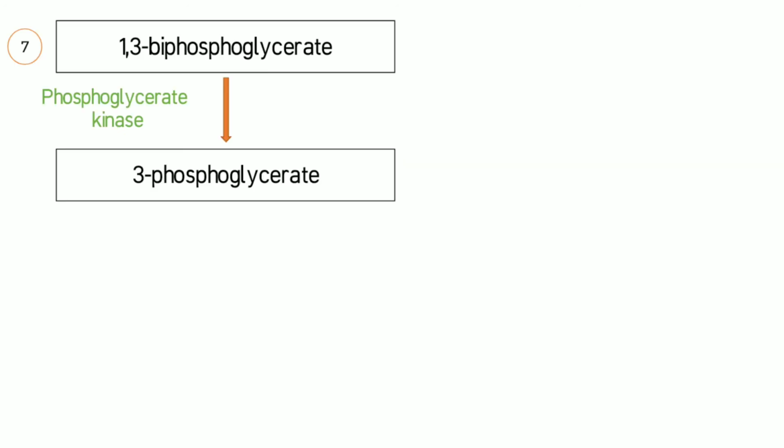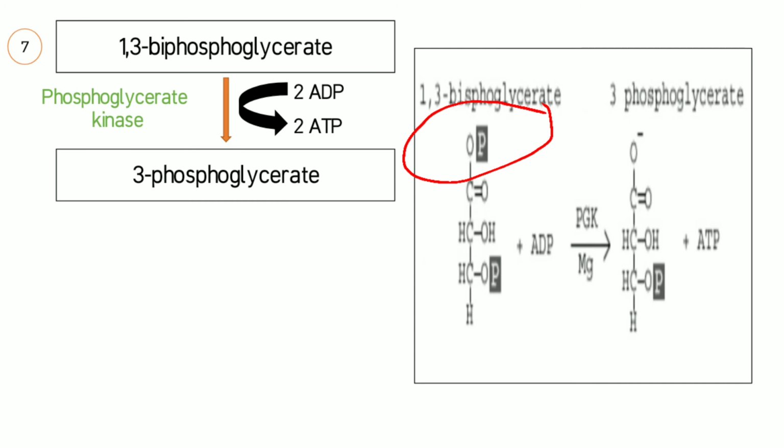Okay, so in this step, the 1,3-bisphosphoglycerate is converted to 3-phosphoglycerate by the enzyme phosphoglycerate kinase. This reaction involves the loss of a phosphate group. The phosphate group is transferred to a molecule of ADP, which yields our first molecule of ATP.